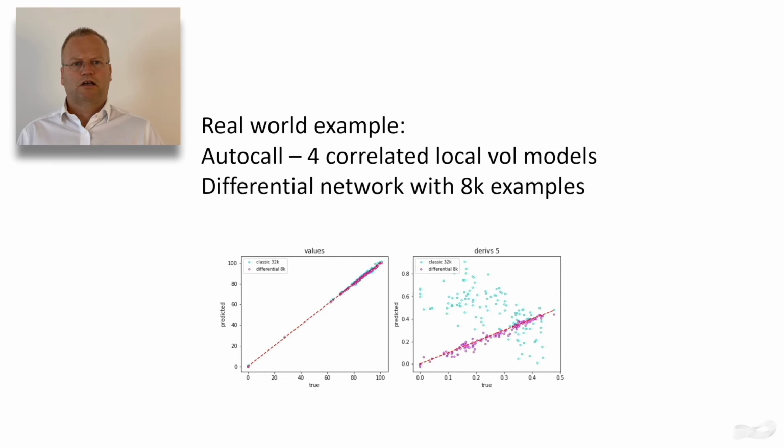By contrast, a differential network trained on only 8,000 examples learns a virtually perfect pricing approximation, along with a very decent approximation of the Greeks. The predictions of the differential network are displayed in purple.